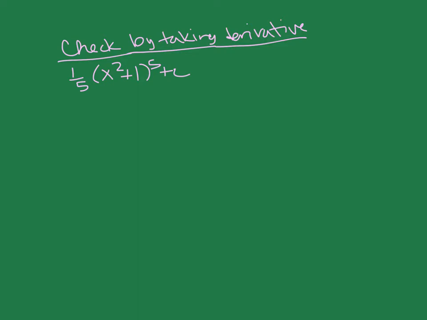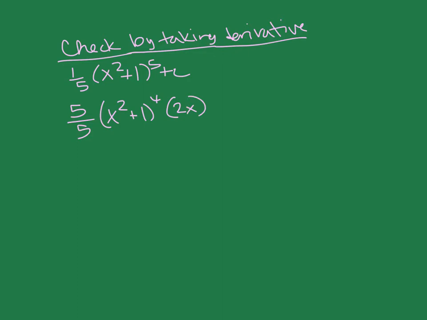So when I take the derivative, I'm going to do the chain rule. First of all, you take the derivative of the outside part. That means you bring that 5 out front. So I get 5 times 1/5. Keep the inside the same and subtract 1 from the exponent. Then you multiply by the derivative of the inside, which is 2x.